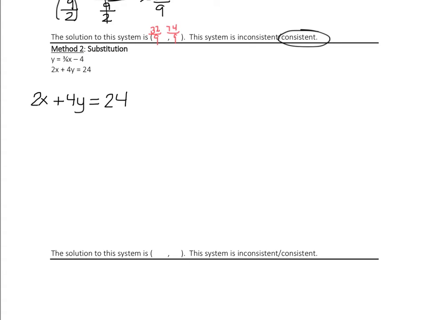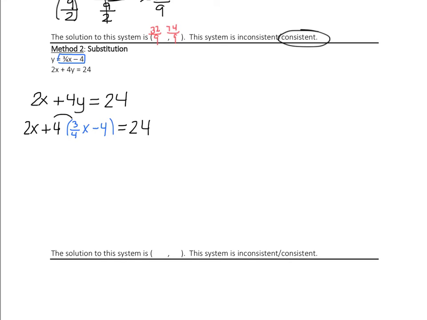So if y equals 3/4 x minus 4, all I'm going to do is take that and plug it into this y here. So 3/4 x minus 4. And bring down everything else. So bring down the 2x, the 4, equal sign, and the 24. Now I can simply solve this equation for x.